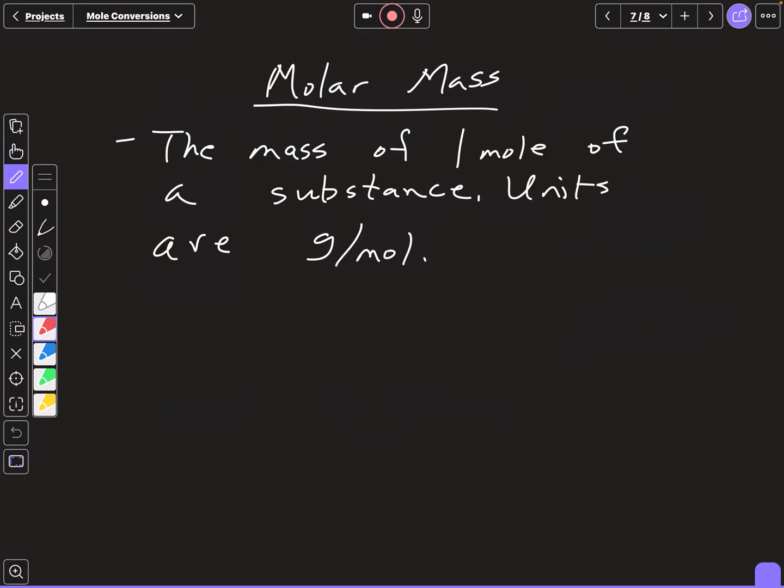Now, the molar mass is defined as the mass of 1 mole of a substance, and the units are grams per mole. So 1 mole of carbon is equal to 12.01 grams of carbon. It's the same thing. And so we say the molar mass of carbon is 12.01 grams per mole.